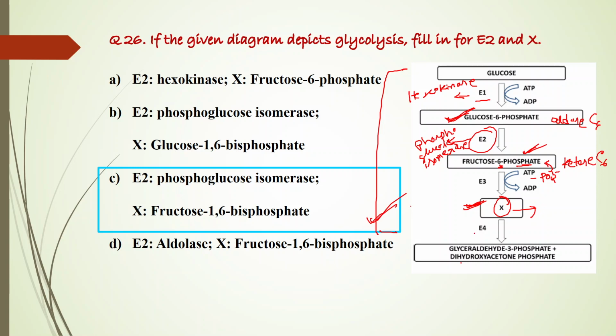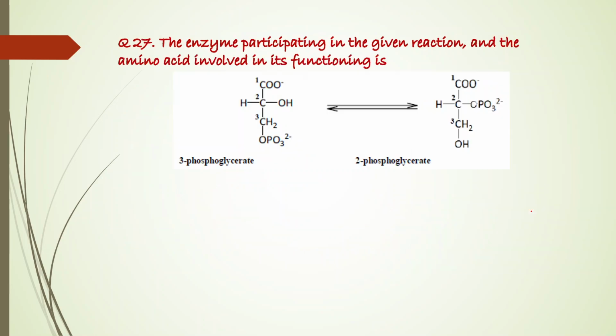So we have this fructose 1,6-bisphosphate, we already know. Here we have the action of aldolase, basically the aldol cleavage, resulting in two compounds having three carbon atoms each. That is glyceraldehyde 3-phosphate and dihydroxyacetone phosphate. We already know. So the correct option for question 26 should have been C.